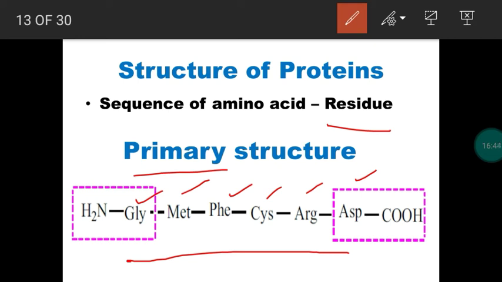GLY means glycine. MET means methionine. PHE, phenylalanine. CYS, cysteine. ARG, arginine. ASP means aspartic acid. So totally 6 amino acids have combined together to produce this polypeptide chain. This is the N terminal, this is the C terminal. Usually a polypeptide chain is indicated from N terminal to C terminal. This is called a primary structure.